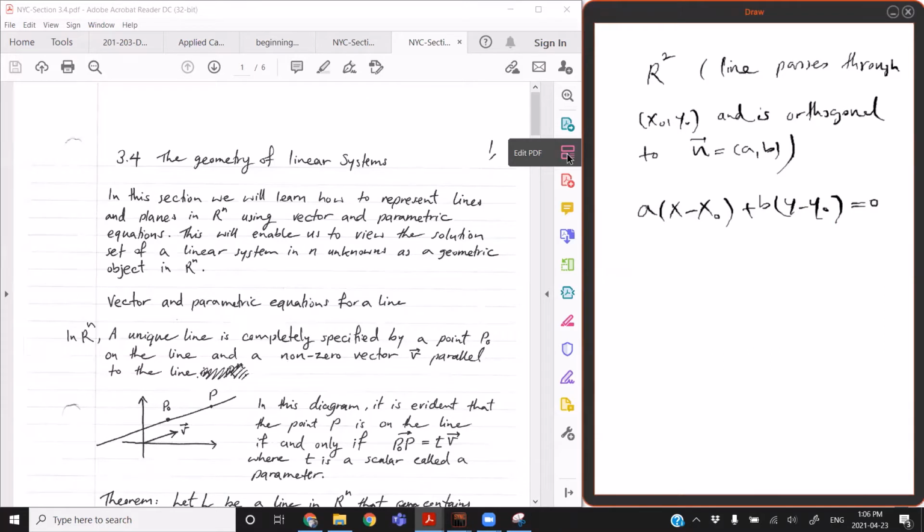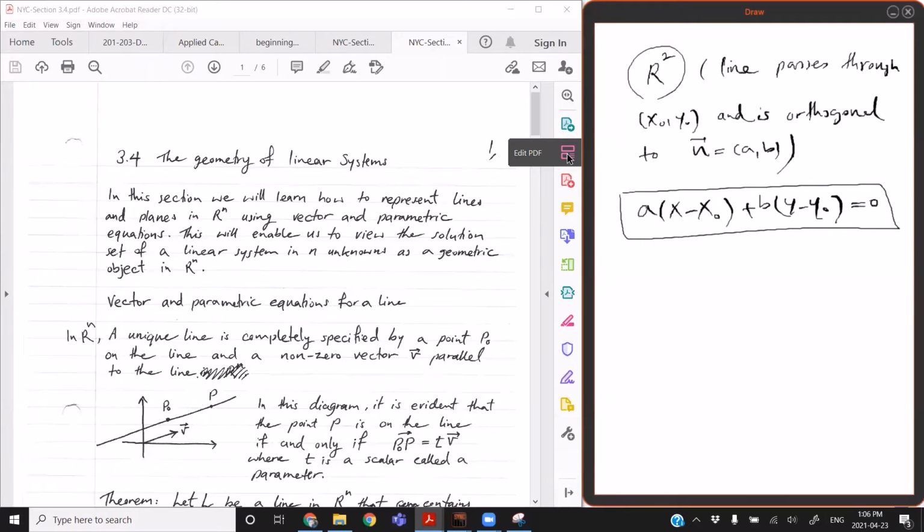But what if we have a line in R3? What if we have a line in R4? Generally, how do you write an equation for a line in Rn? This point normal equation works only for a line in R2. It doesn't work for a line in R3 or R4 or any other higher dimension. So as you can see, the point normal equation for a line is very limited.